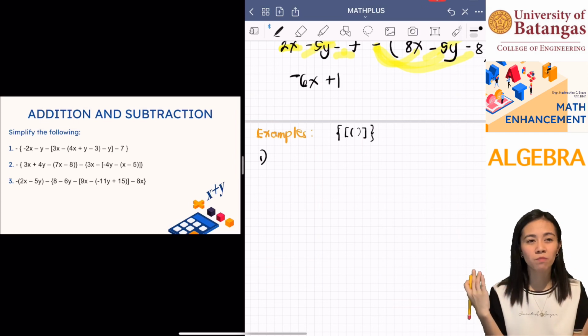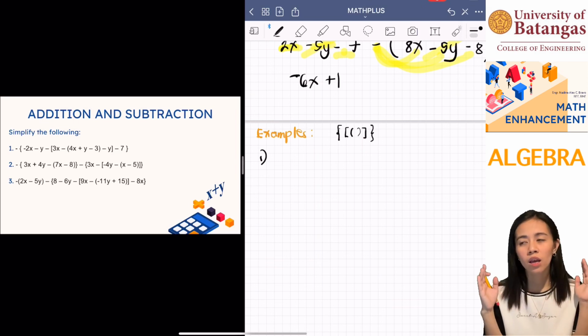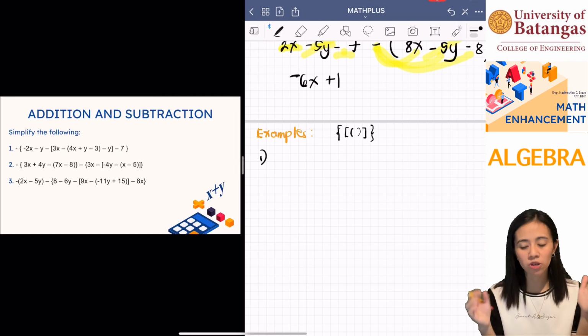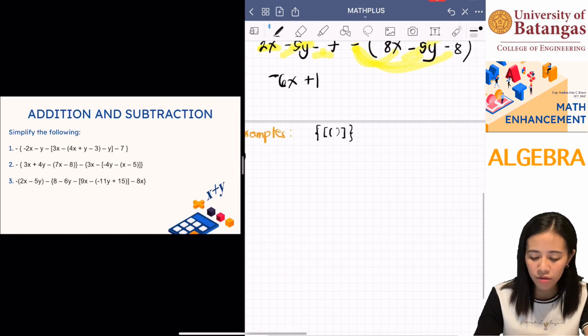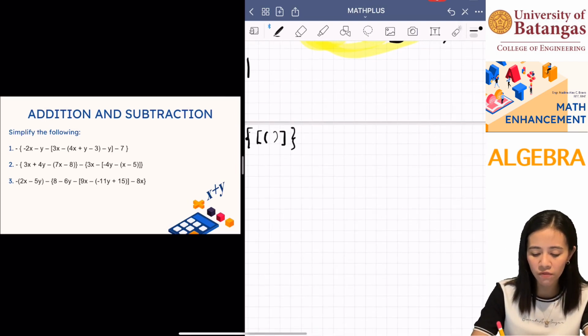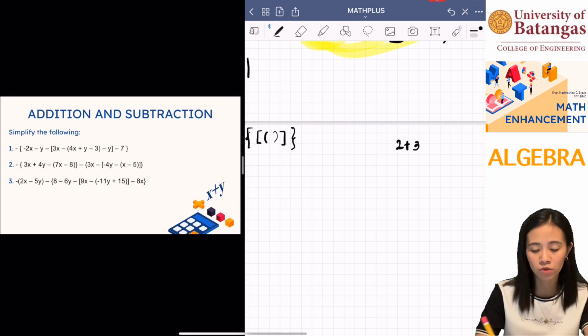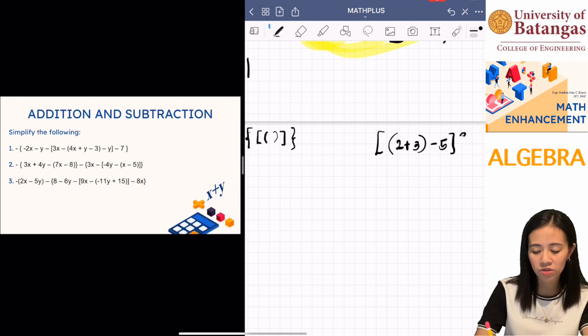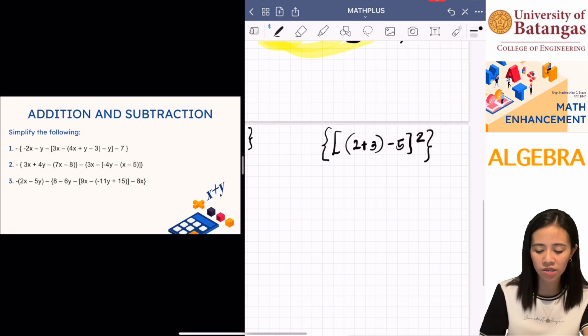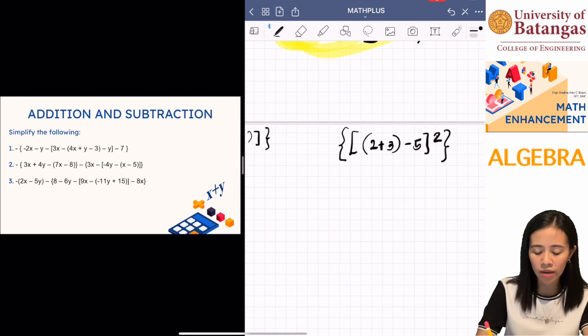parentheses outside braces. Ano ba, meron ka pang additional operation. Kumbaga, for example, halimbawa, you have 2 plus 3. So, i-group ko to together. And then, let's say, I'm going to subtract 5 from this. Okay. Grouping this together, let's say, i-square ko to. And then, I'm going to take my braces para siya ay i-square ko ulit.